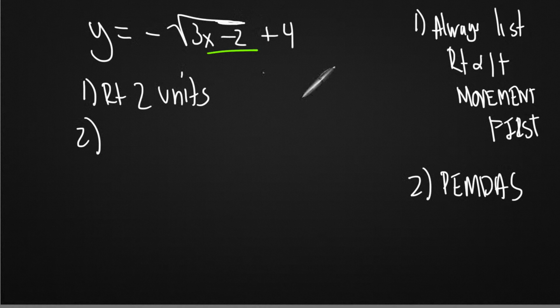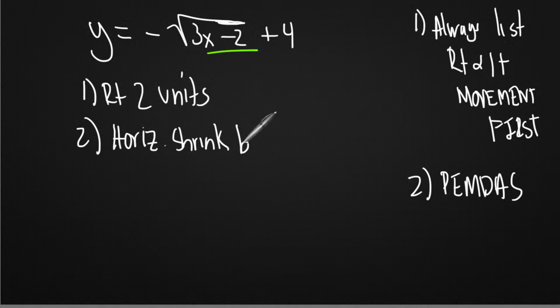And then now we follow PEMDAS. So parentheses, meaning do everything inside of the grouping symbol. So we need to take care of this 3x right here. So replacing an x with 3x means that it's counterintuitive. So that's going to be a horizontal shrink. And if it's a shrink, you use a fraction, not a whole number, by 1/3.